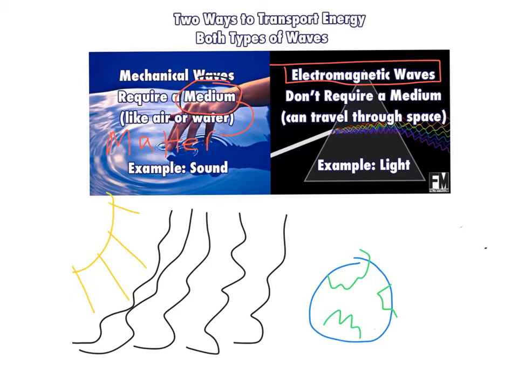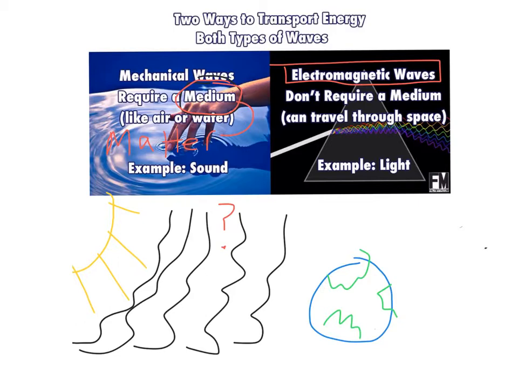In the sense that we're used to, there's no atmosphere or anything like that. So how does the light ray, how does this energy get from the sun to the Earth? And the answer is obviously through electromagnetic waves, because we know mechanical waves can't travel.